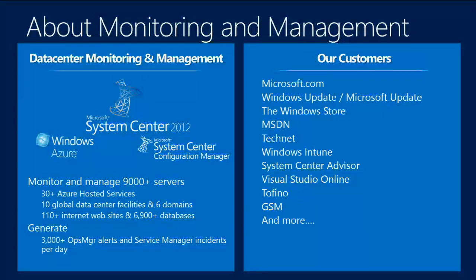We do this leveraging the System Center 2012 data center stack, and we're monitoring about 9,000 servers around the world, including 30-plus hosted Azure services, many different web properties, and databases. On average, we generate about 3,000 incidents a day. Some days we see spikes when we've got properties go down, but on average, we're about 3,000.